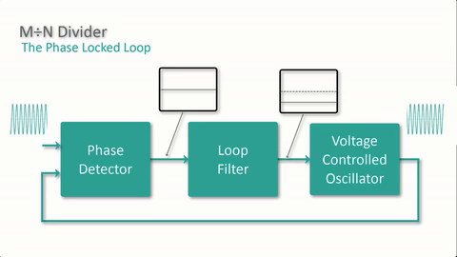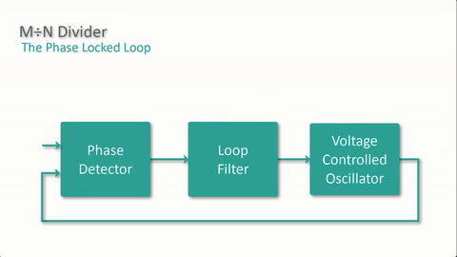And really the only way the loop becomes unlocked is if the input frequency varies too quickly or by too great an amount for the loop filter and the VCO to keep up. In such a case, the loop is said to be unlocked, but it will lock again when the input frequency returns to the lock range of the loop.